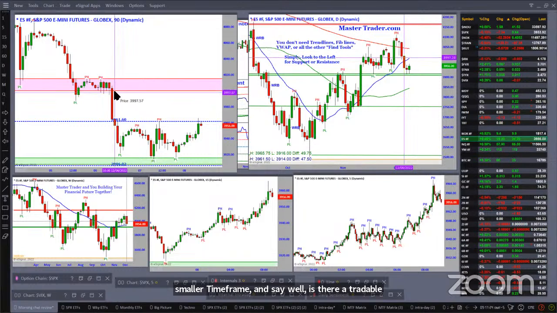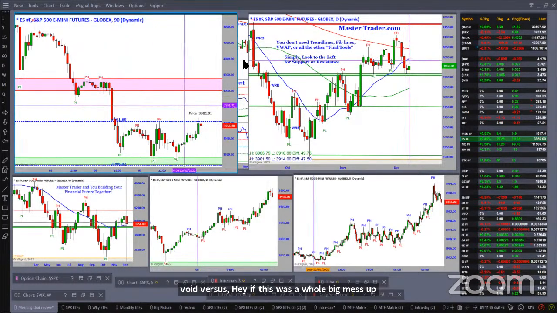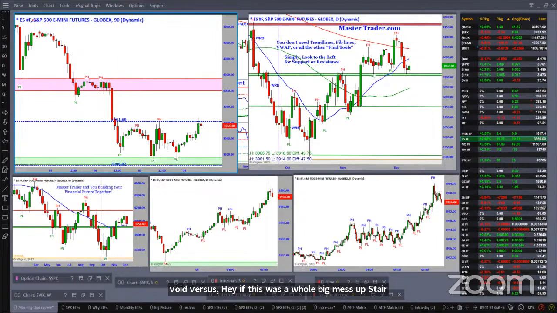hey, if this was a whole big mess of stair stepping down, whereas prices had come down here, let's say the next move down here went like this, right? And the next move down went like this, and then it went like this, and then we'd have a big giant mess right over here. I wouldn't be saying there's a tradable void, but because it came down in such a rapid vertical way, it does have that tradable void.